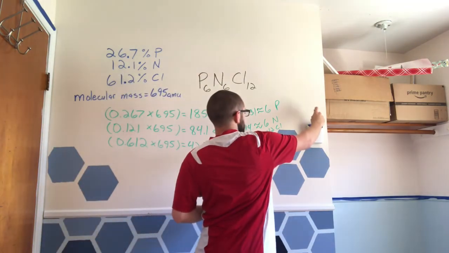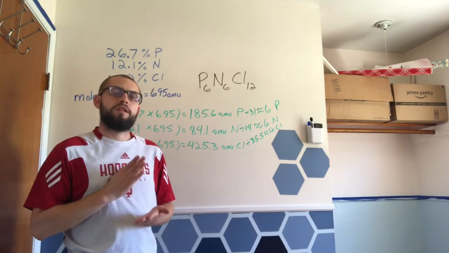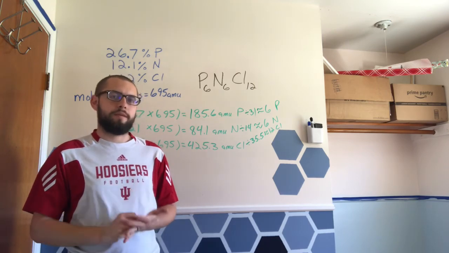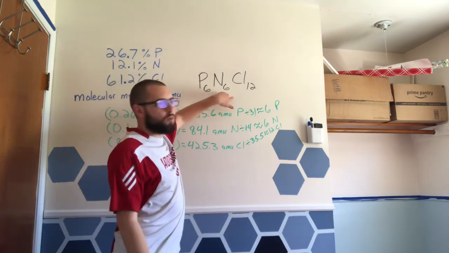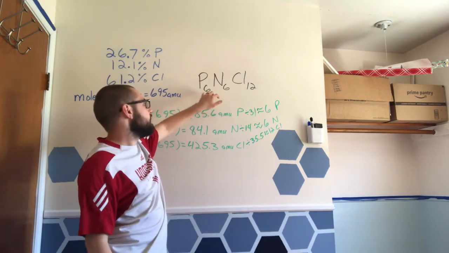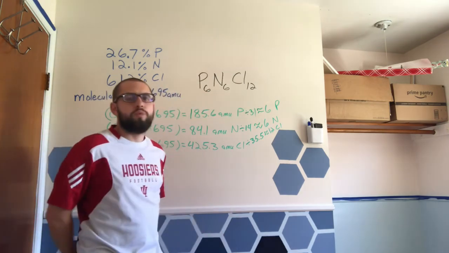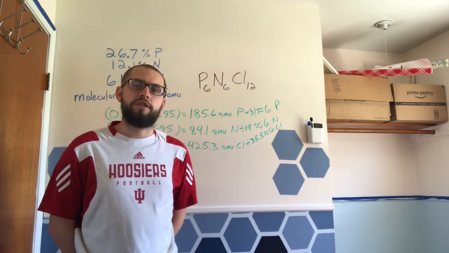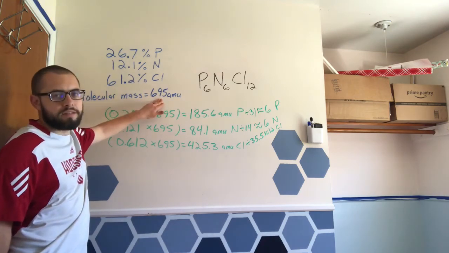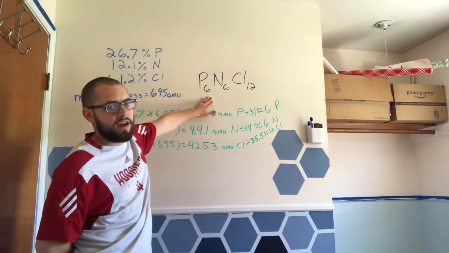Now, this time, I was solving for the molecular formula. So I am not going to simplify. If this were an empirical formula, I would want you to simplify it to PNCl2, divide them all by 6. We don't need to do that with a molecular formula. I know exactly what the mass of this molecule should be. If I simplified it, the mass would not be big enough.